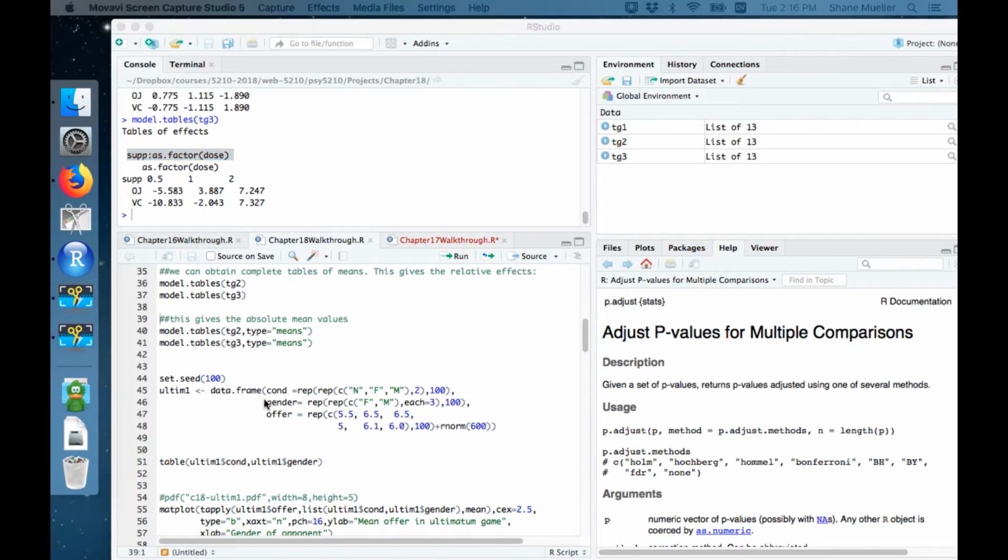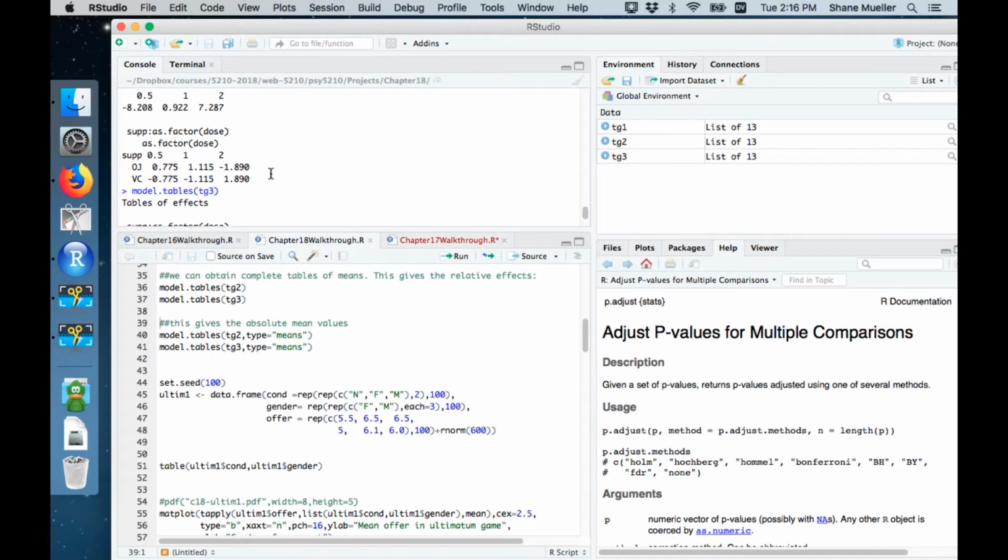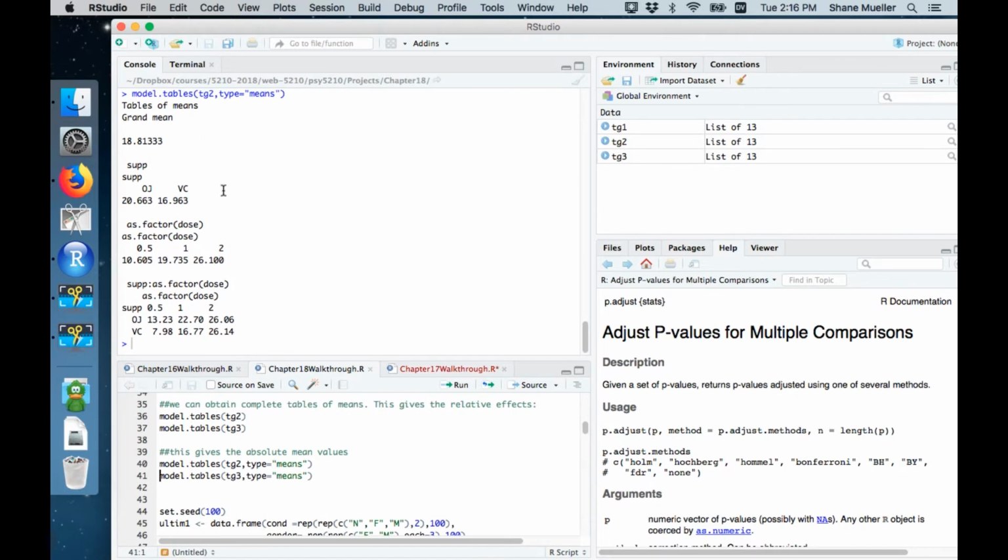All right, so you can also use model tables to get the actual means. They look slightly different in this case, but if I ask for the means, the model tables will take the model and give me the actual absolute numbers for each of these rather than relative to the grand mean. And now it'll say 18.8, 20.6, 16.9. It'll give me the mean of each of these, and then it'll give me the mean of each of the 4 levels in the model.